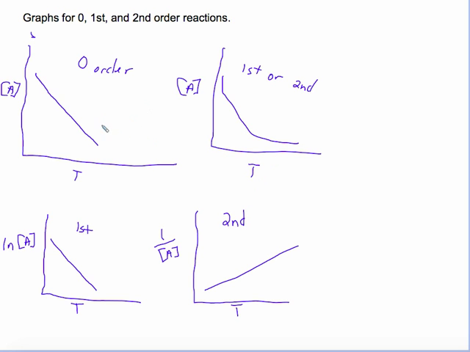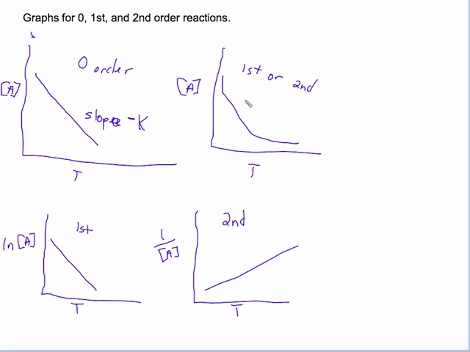So let's review a little bit. If you have a graph with concentration over time and it's a linear relationship, then you know it's zero order, and the slope of the line will be equal to negative k.